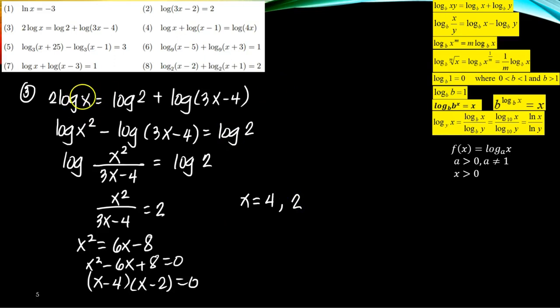If x is equal to 4, the first term is still correct because it's positive. 4 times 3 is 12 minus 4. That's positive. However, if we plug in 2, logarithm of 2, that's positive. 3 times 2 is 6 minus 4. That is still positive. So that means both are correct answers.